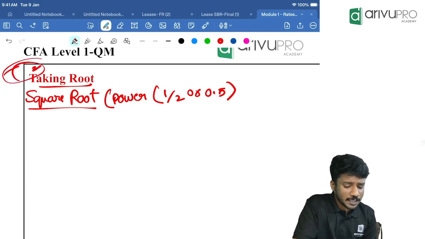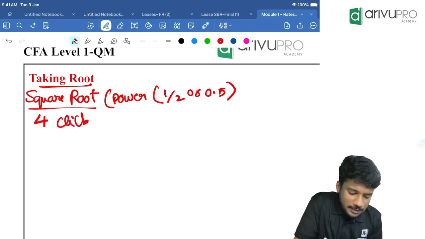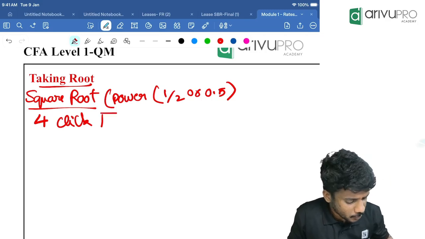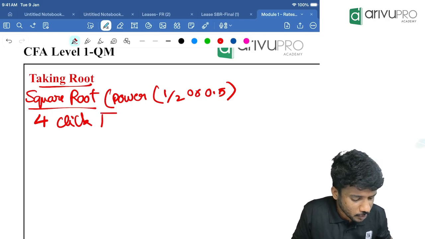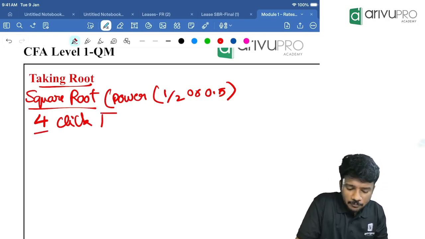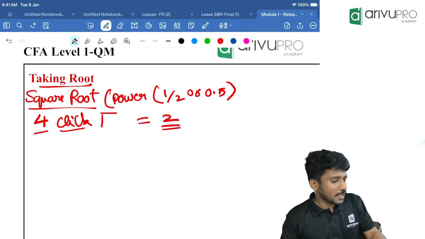Now, how to find it in the calculator? Type 4 on your calculator. Then click which button? Click the root button directly. So, clear everything, then type 4, then click root. You will get how much? 2 you will get on the calculator.